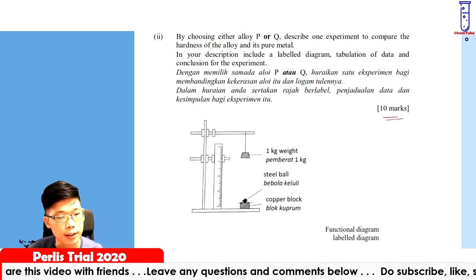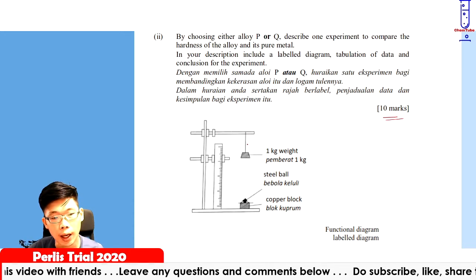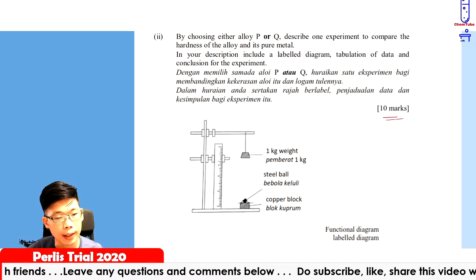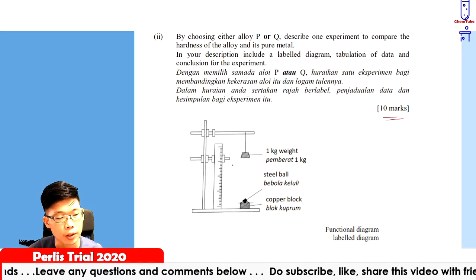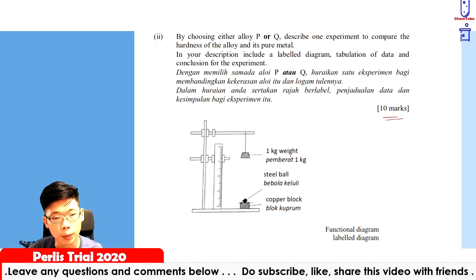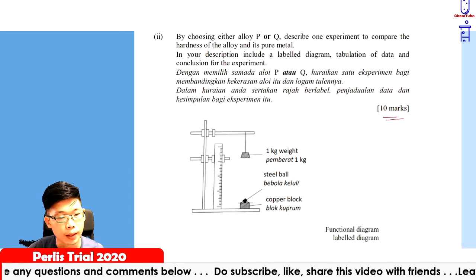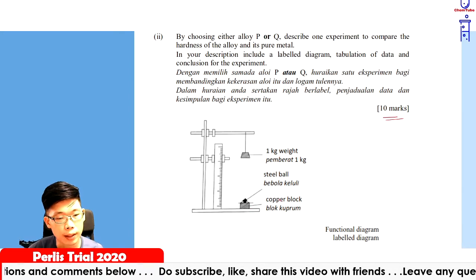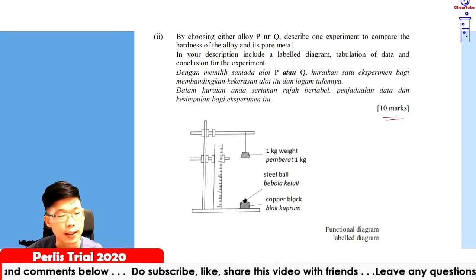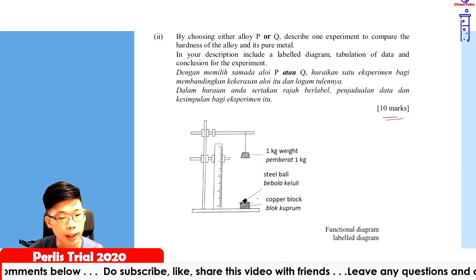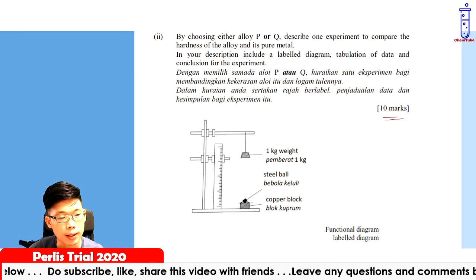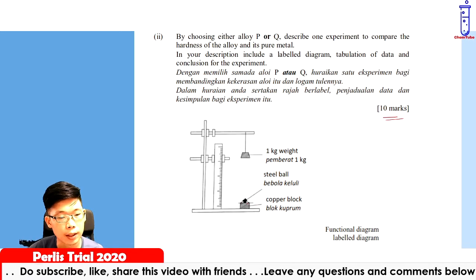So this is a retort stand. We hang a 1 kilogram weight and clamp another ruler here to measure the height of the weight. Then we use different metal blocks. So first, let's say we use the copper block, the pure metal block. Then we put a steel ball bearing onto it and use the cellophane tape to stick it.